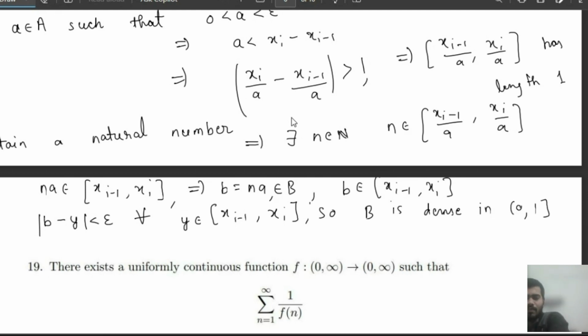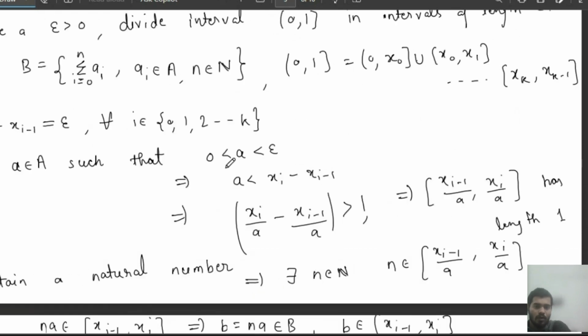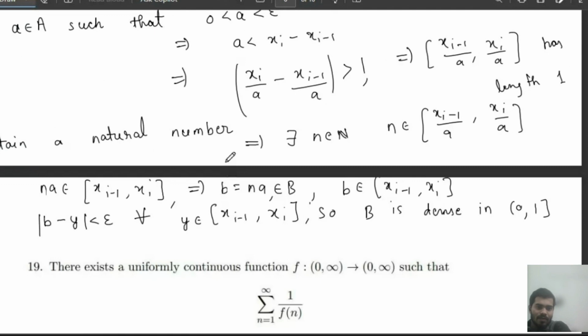First tell me, is everything clear till now? Because I chose the epsilon arbitrarily, what I showed is that a randomly chosen interval or a randomly chosen element of that sub-interval has a difference of less than epsilon with the element of b. So since epsilon was arbitrary, b has to be dense in the interval 0, 1.